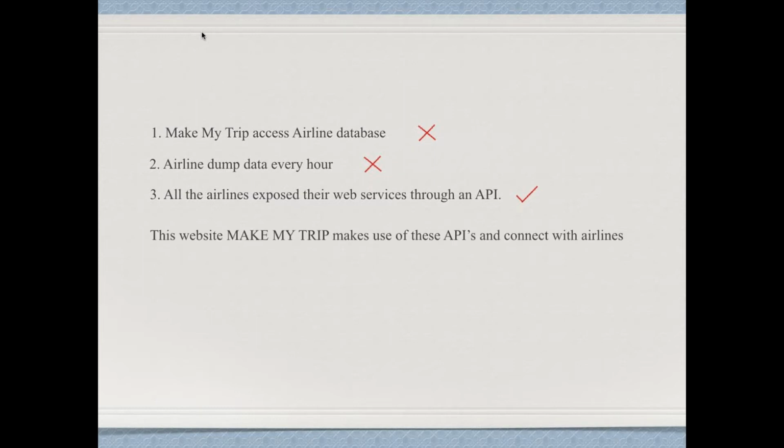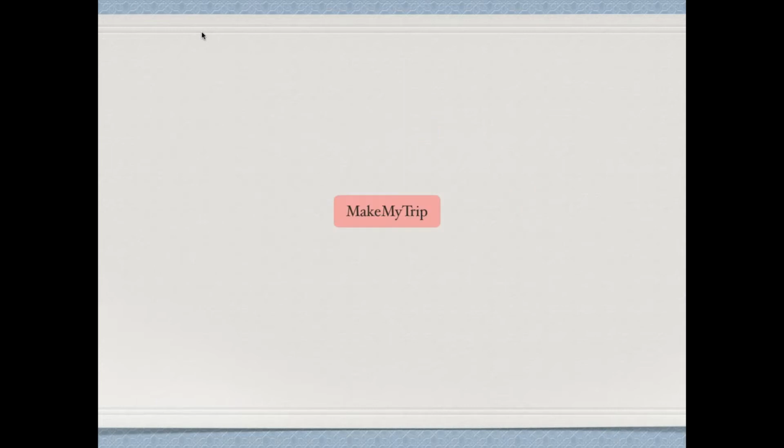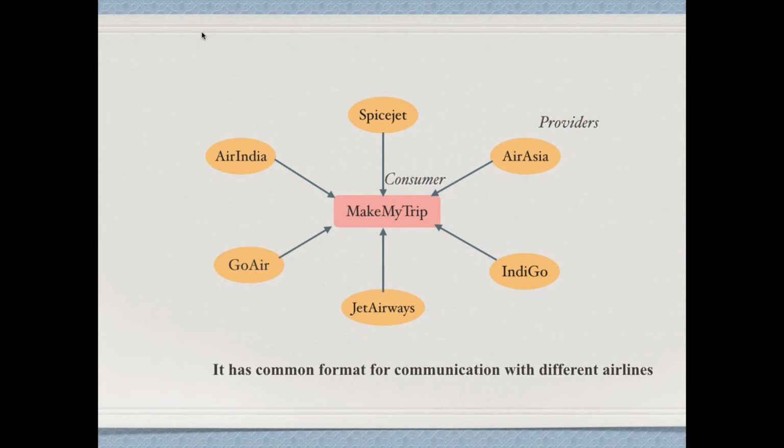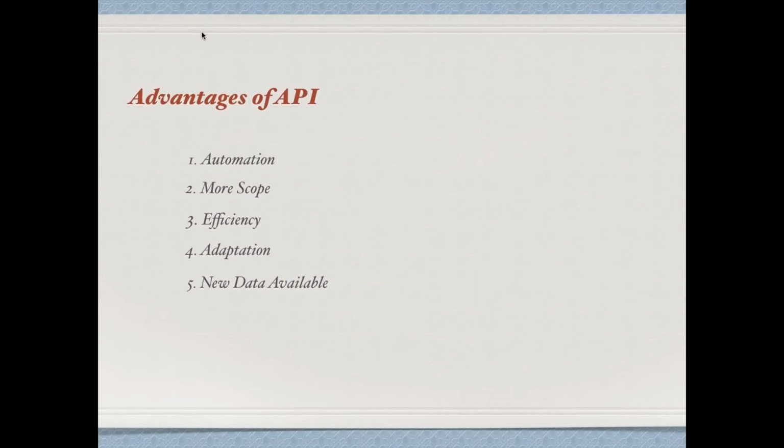So all the airlines expose their data in the form of an API and Make My Trip makes use of that API and gets the data from all the airlines. So all the airlines here are the service providers and Make My Trip is the consumer that has common format for communication with different airlines. Clear? Now let's look at the advantages of an API.